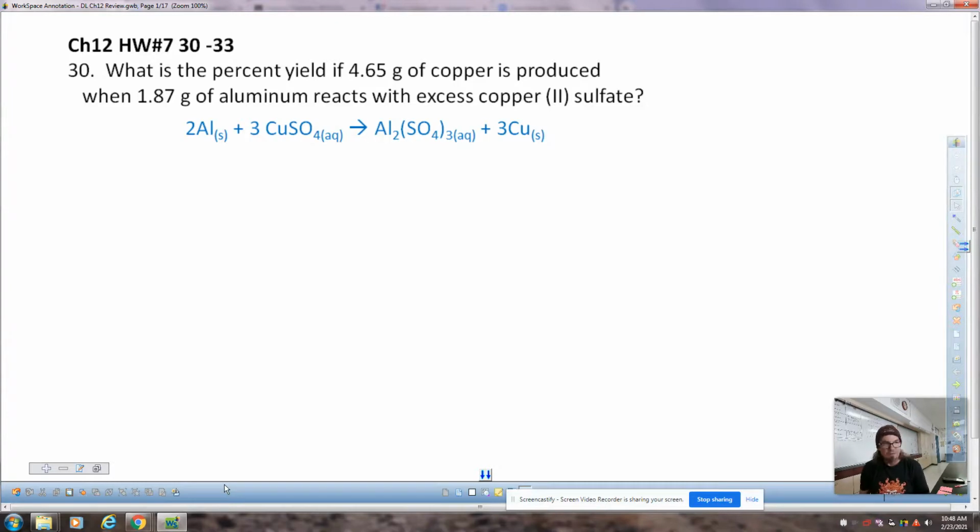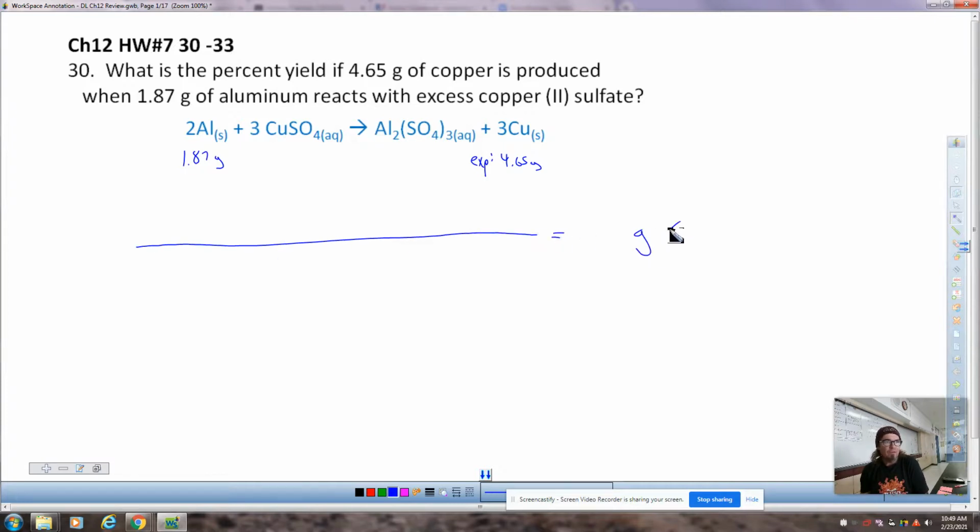If 4.65 grams of copper is produced, so this is the experimental value, when 1.87 grams of aluminum react with excess copper sulfate. Okay, so we have a balanced equation here, and we have a mass of aluminum that we're beginning with, and so therefore, theoretically, there's a certain amount of copper that we should produce. So to figure out what that is, we do just a traditional conversion table that we're already used to.